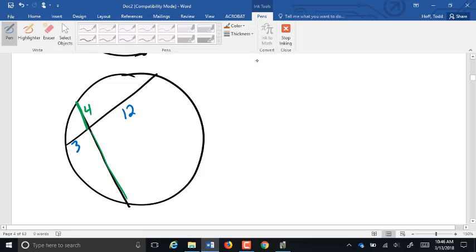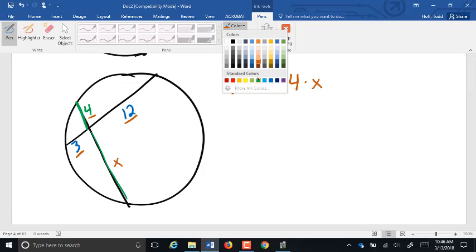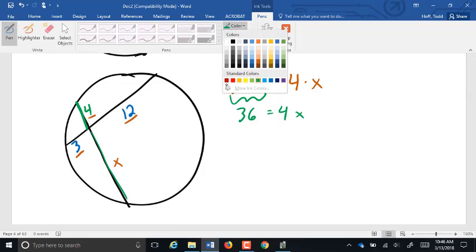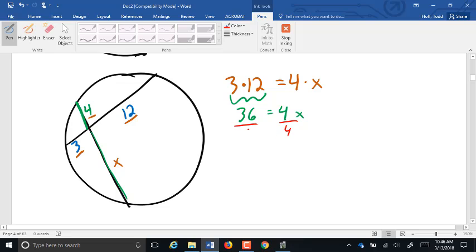Do you guys remember the rule from last semester? The two pieces multiply to be equal. So this chord is 3 and 12, so I have 3 times 12. The other chord is 4, and I'll call this x. 3 times 12 has to equal 4 times x. 3 times 12 is 36. Divided by 4, x equals 9.